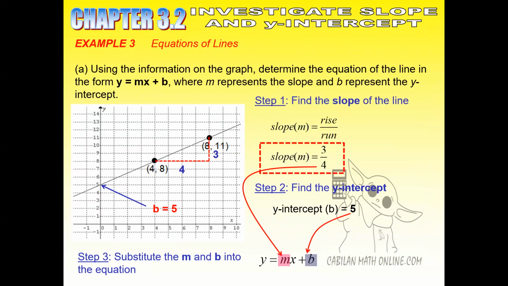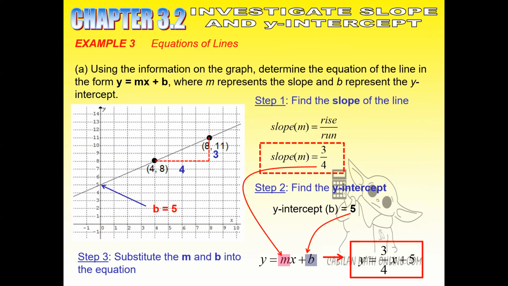So the equation of the line that you see on the screen there, as well as in your notes, is going to be y equals 3 over 4x plus 5. Okay, that's it. So again, you've calculated the slope by using rise over run, and then you just have to find the y-intercept simply by looking at where the line touches the y-axis.